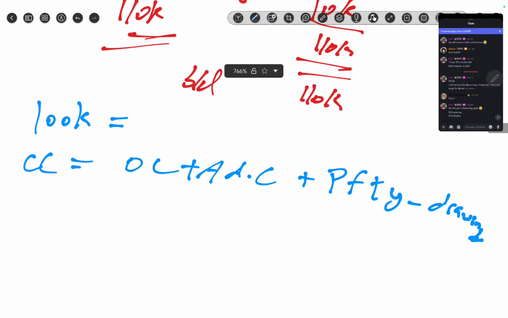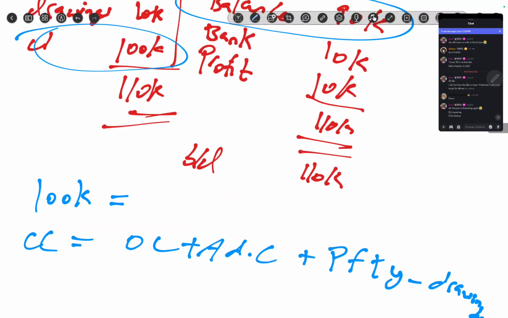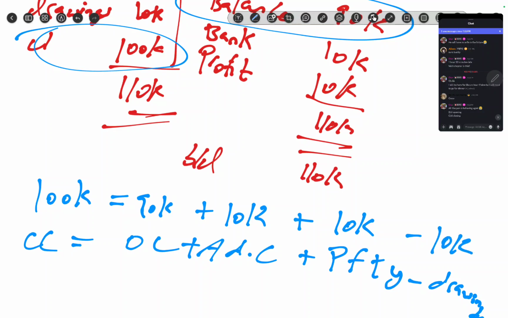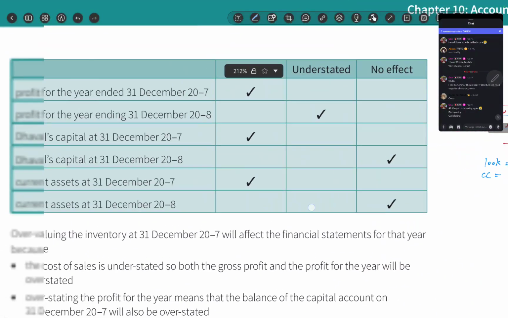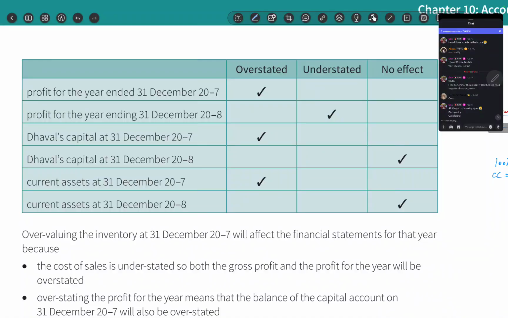All right, so you have this formula. Now if we just put it into action to see if it works or not, 90,000 plus 10,000 additional capital in the form of bank plus profit for the year 10,000, and then subtract drawings 10,000. So we get again 90 plus 10, 100,000 is our closing capital. These both cancel out. All right, so you can see that the higher your profit, the higher your closing capital at 31st December, and that's why if this is overstated, this is also overstated. So if your profit at 31st December is overstated, then your capital at 31st December 2007, both are overstated.